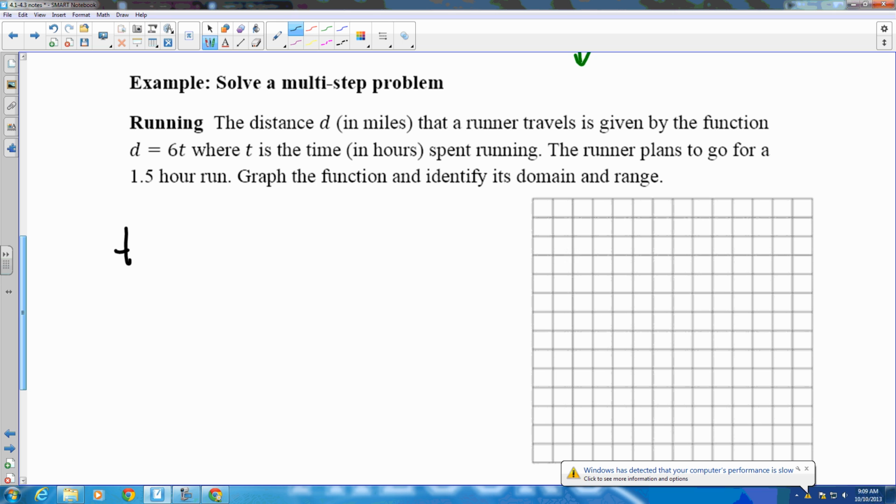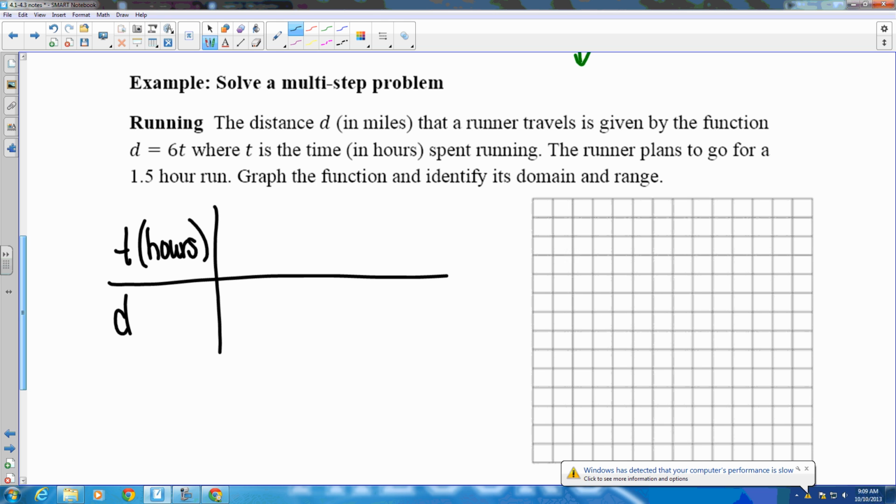Okay, so we're going to have t, that's in hours. Make a table to pick a bunch of points. And d, which is a distance in miles. Plans to go for a 1.5 hour run. So this is a really tricky one because it doesn't give you exactly what the domain is. We just need to think about what numbers we need to put in for t. Well, we shouldn't put in negative values for t because t is representing time and we can't have negative time.